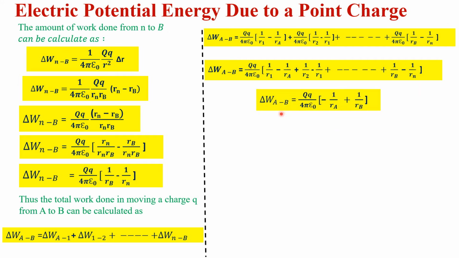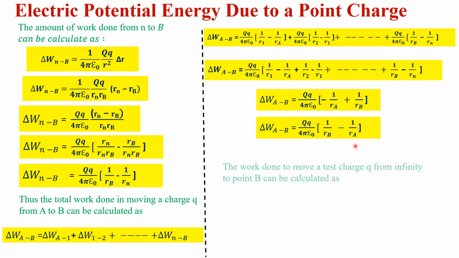Here all the terms which are same but opposite in sign are cancelled, and then we get delta W A to B is equals to Q into Q divided by 4 pi epsilon naught multiplied by minus 1 upon Ra plus 1 upon Rb. By rearranging the terms, we get delta W from point A to point B is equals to Q into Q divided by 4 pi epsilon naught multiplied by 1 upon Rb minus 1 upon Ra.